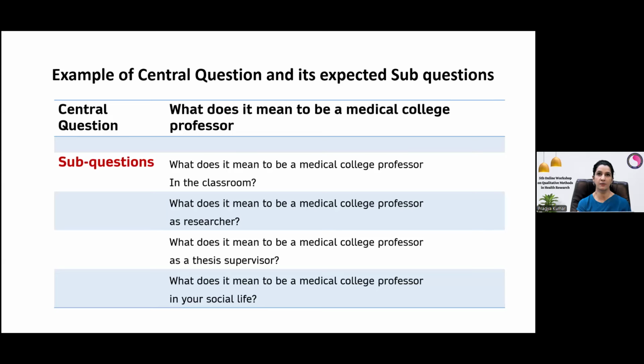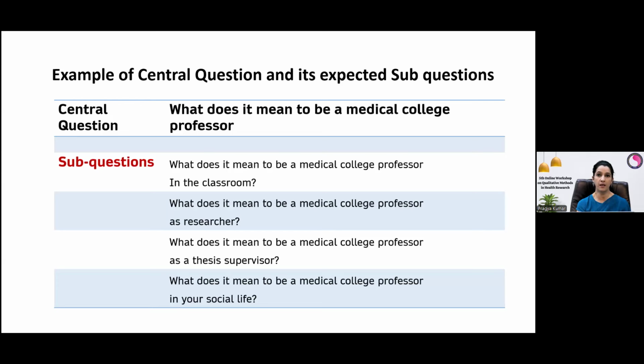So in this case, you can see if my central question is, what does it mean to be a medical college professor? Then the sub question could be, what does it mean to be a medical college professor in the classroom, as a researcher, as a thesis supervisor, or in a social life? So these are various domains, or sub parts, further defining what it means, in what all domains, in what all arenas. It is just defining the central questions more in terms of these sub questions.